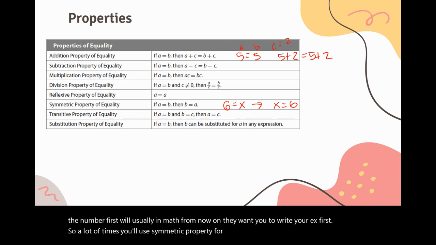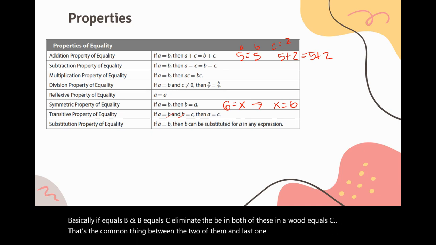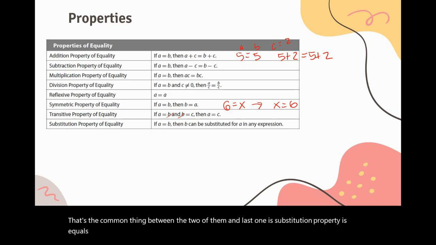Transitive property is popular as well. Basically, if A equals B and B equals C, eliminate the B in both of these, and A would equal C. That's the common thing between the two of them. And the last one is substitution property. If A equals B, then B can be substituted for any A in the expression.